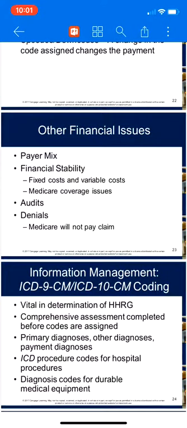Payer mix is a term describing the ratio of various types of third-party payers that provide revenue to a healthcare organization. So this is where you would think of a pie chart. We take all of the different payers for the patients insured, and we put that in a pie chart to show the percentage of each type of insurance.